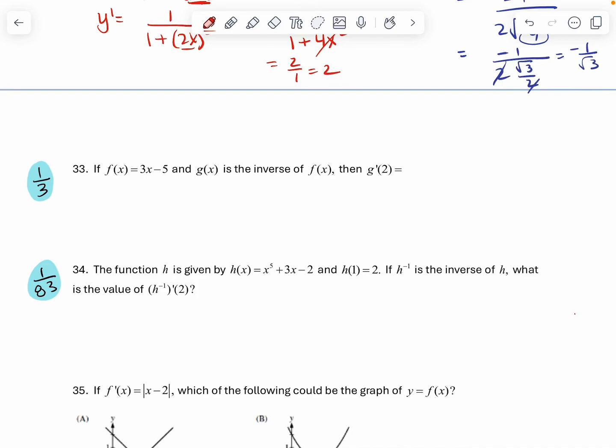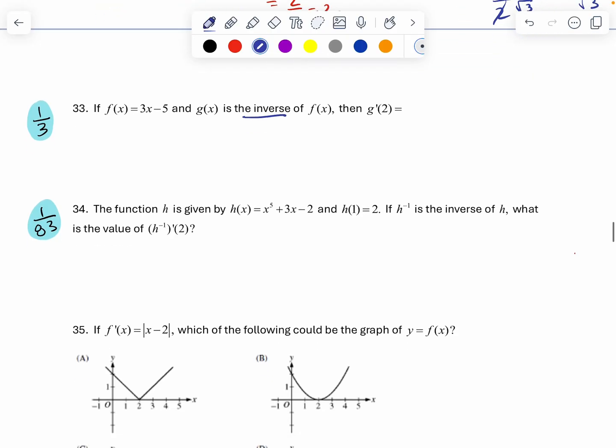Guys, here is the last page of the multiple choice. Okay, so I see the word inverse. I'm going to go ahead and write my little template. So I have F of x, and I have G of x, and I'm going to have F prime, point, and then I have F prime of something equals, and G prime of something equals.